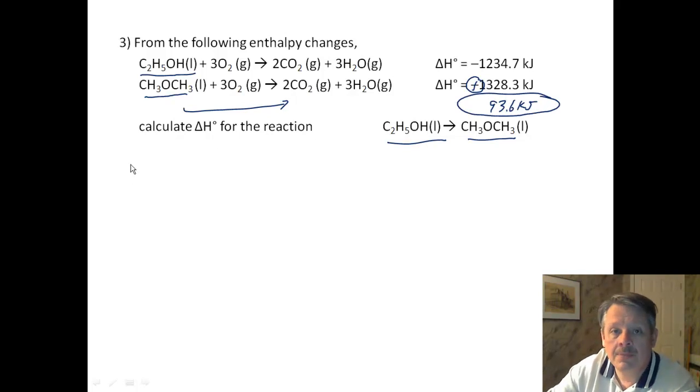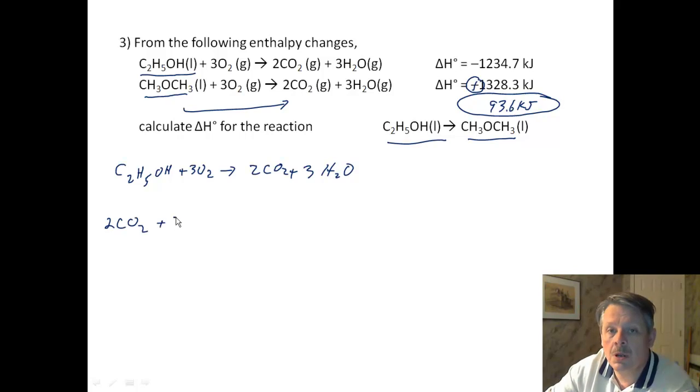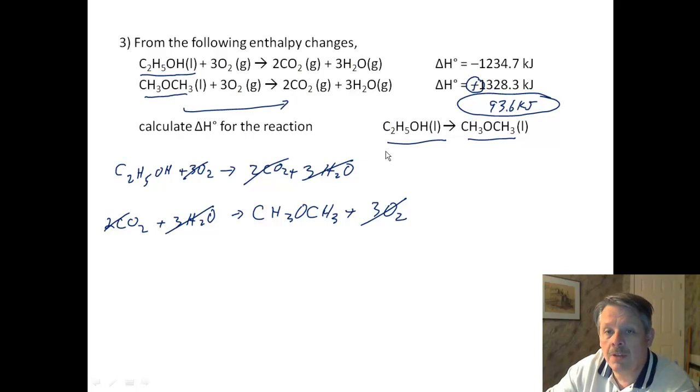So I can check it by taking the first equation, which I'm leaving as is. C2H5OH plus 3O2 gives me 2CO2 plus 3H2O. And I'm taking the other one and reversing it, so I get 2CO2 plus 3H2O give me CH3OCH3 plus 3O2. Well, let's see, the 3O2's cancel. And I notice the 2 CO2's cancel, and the 3 waters cancel. So I'm left with exactly this equation. And so the 93.6 kilojoules is correct.